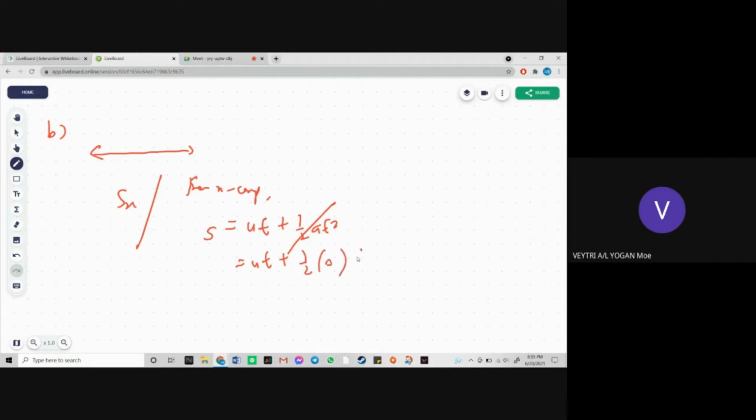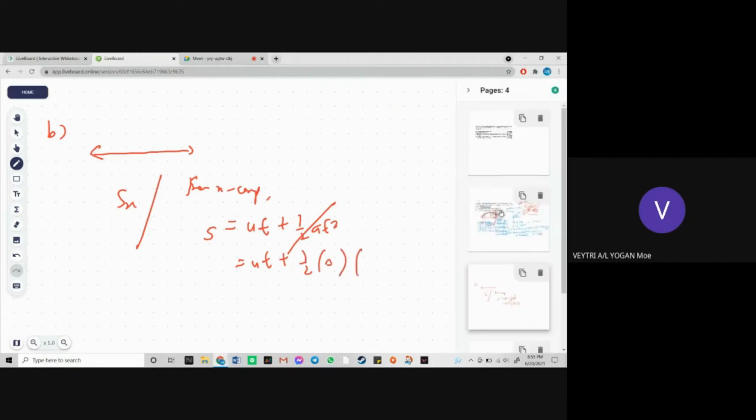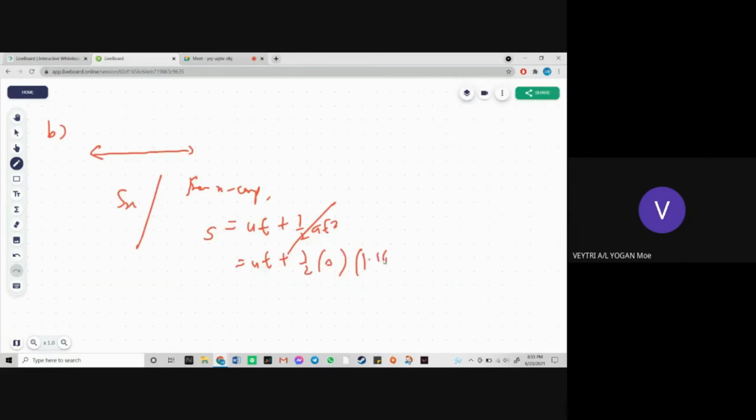substitution. T kamu adalah tadi, what did you get for your T? It's 1.16. 1.16 square. Here pun 1.16. U kamu adalah 15 cos 32. You get 15 cos 32 degrees. S. Okay. Baru you tunjuk dekat sini. You get here 14.76 tambah kosong. You get 14.76 meters.